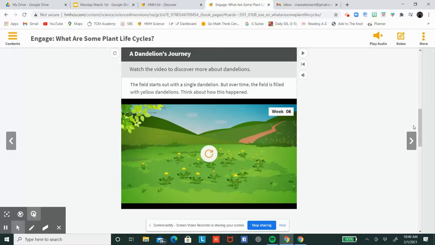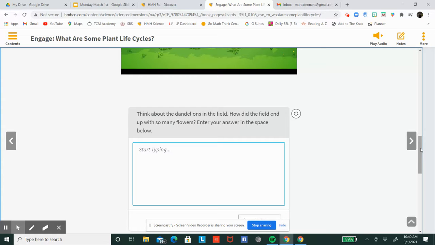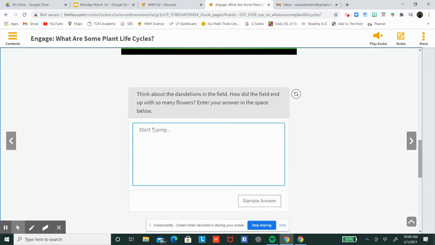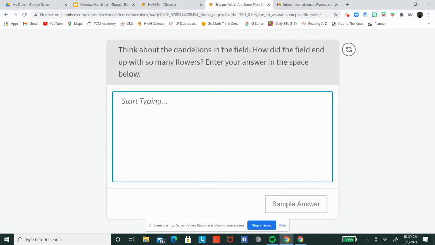So the question on this page, and this is just for you to think about, we're not going to really talk about the specific answer because this is just kind of an introduction to this chapter, meaning we're going to cover a lot more for this question. It says, thinking about the dandelions, in the video we just saw, how did the field end up with so many flowers? So on page 185, you've got all of those lines. Thinking about that video, how did the field start with 1 and end up with 10, 20, however many dandelions? How do you think that happened? Based off what you know and what the video showed you, what is your prediction? What is your inference? How did that happen?